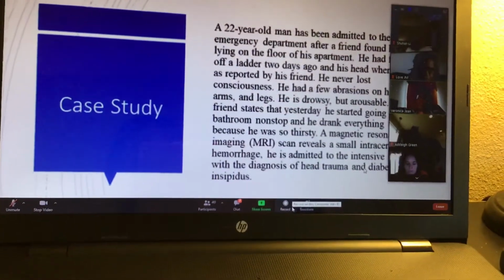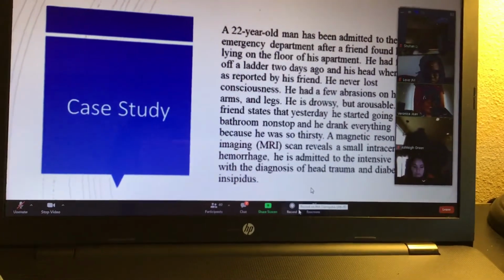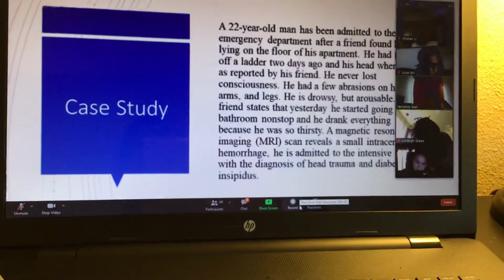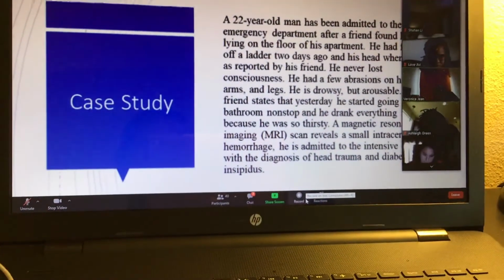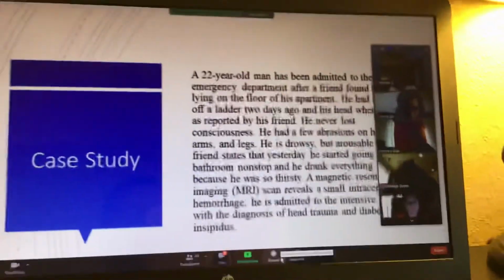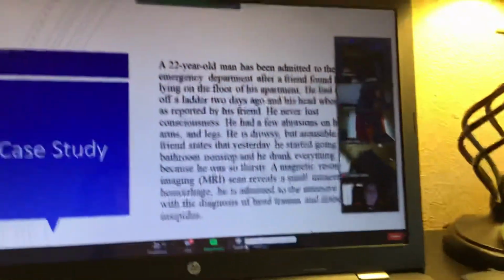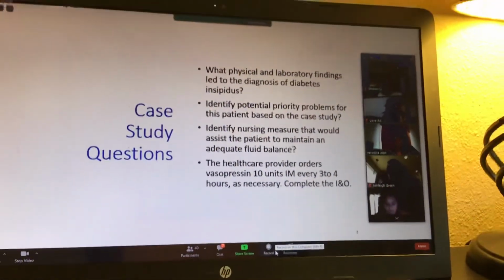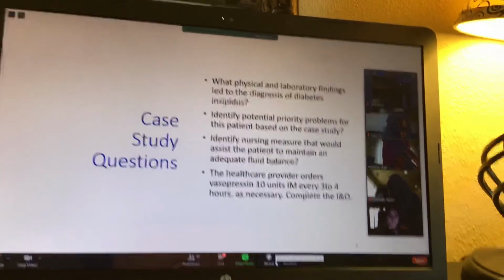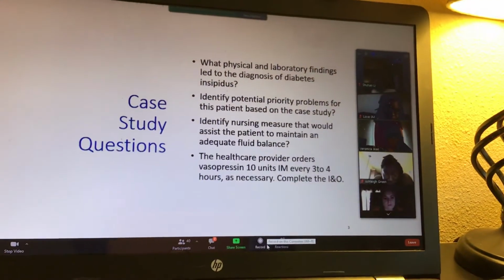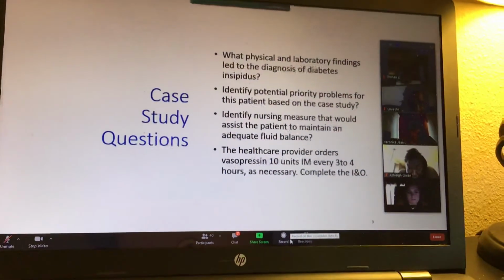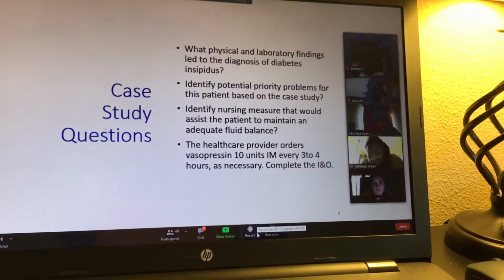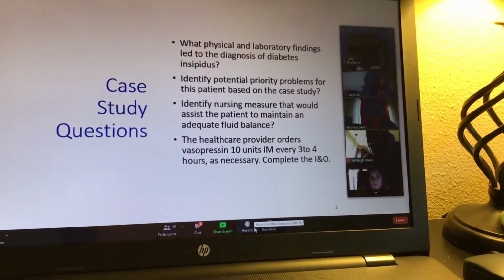There we go. So you see where I said that the patient is diagnosed with head trauma and diabetes insipidus. Well, you all had your lecture yesterday in regards to TBI. So when you look at this, what are the physical findings that you will see that would determine that this patient has DI?